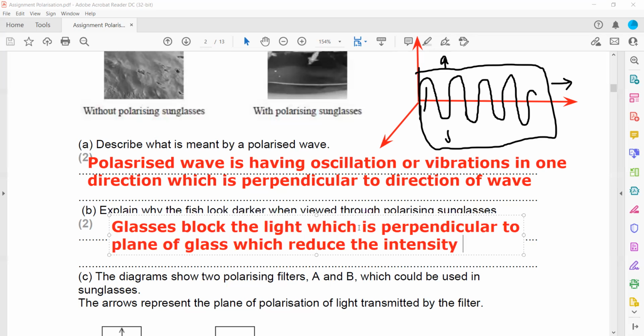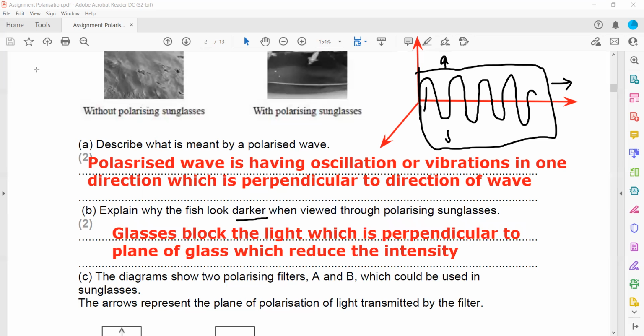So again, it's two marks. Why are there two marks? One mark is for mentioning the plane of the sunglass. For example, if I say this represents a sunglass and it has a regular arrangement of particles, this is the alignment of the particles, horizontal. But the light which is coming out after reflecting from the surface has both components, a vertical component and a horizontal component. So as a result, what happens?